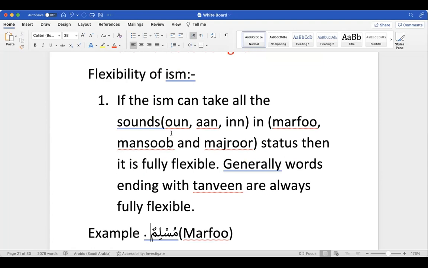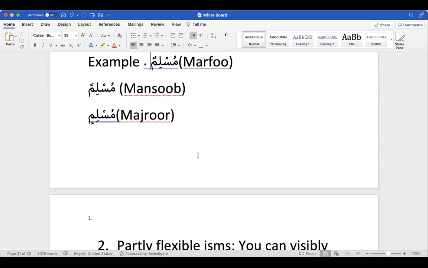The first one we discussed is the fully flexible. If the ism can take all the sounds, un in marfu case, an in mansub case, and in in majroor case, then it's fully flexible. Generally words ending with tanween are always fully flexible. Any ism you see having tanween on it, you should understand that it is fully flexible, so it can show its sound in all the cases. The example I have given you is Muslimun in marfu; it can take an sound in mansub, and in sound in majroor. So there is not much in the fully flexible.